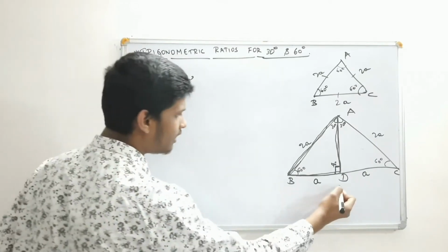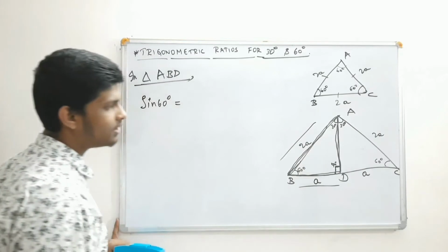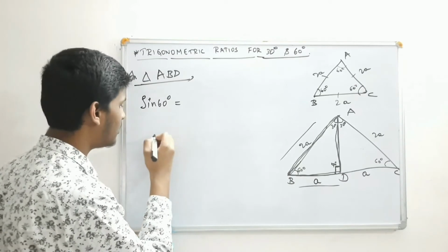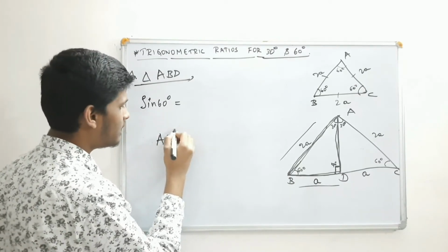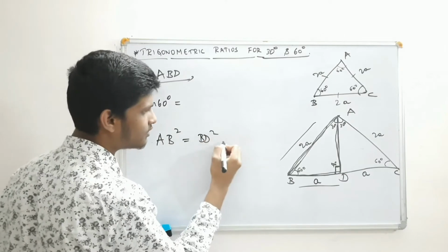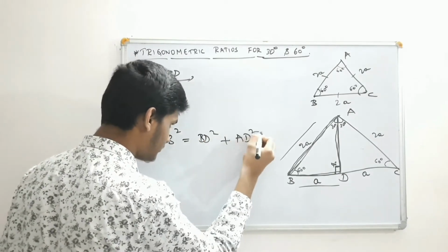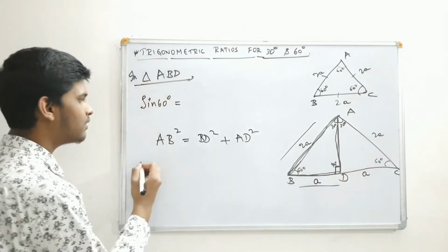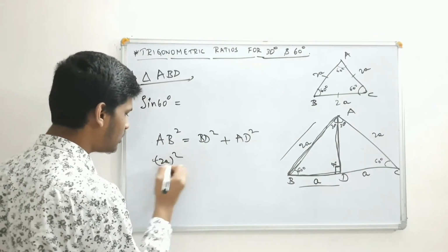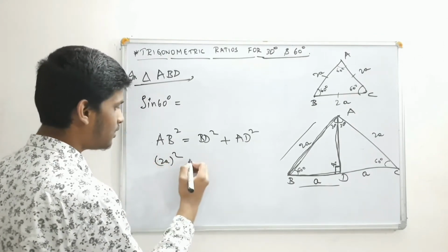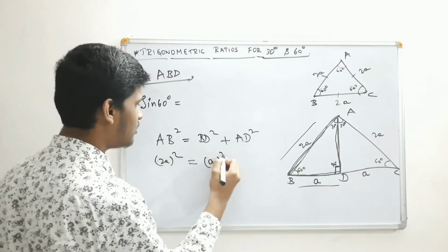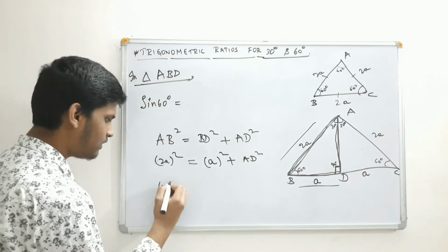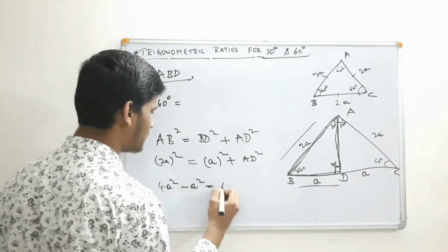So we have this. BC is 2A and AB is the same, BD is A. And if you observe for this triangle, if you apply Pythagoras theorem, that becomes AB square is equal to BD square plus AD square. Hypotenuse square is equal to base square plus height square. So AB square is 2A whole square, and BD is A whole square plus AD we don't know. So 2A whole square is 4A square, minus A square is equal to AD square.